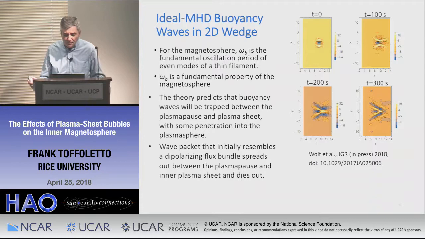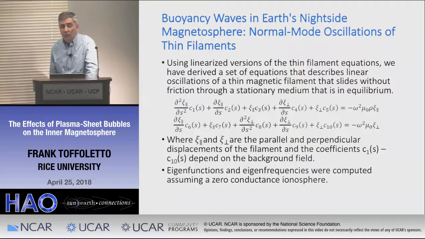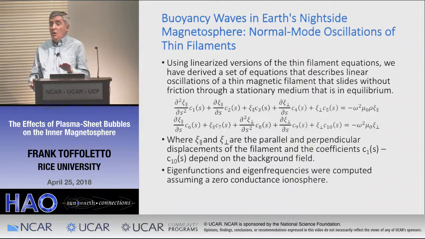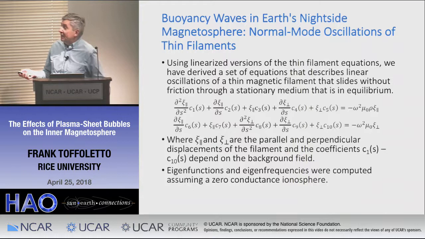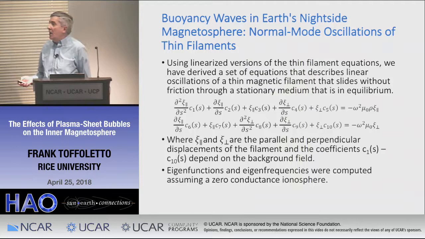More recent work on these buoyancy waves is looking at trying to understand the normal modes that we see in the system, taking this thin filament code. We've derived a basically linear dispersion relationship that describes the properties of these waves in the background system for the thin filament code that I was talking about a little bit. And you end up with this nasty-looking coupled differential equation, which describes the parallel and perpendicular motion of a field line if you displace it from its equilibrium. That can be used to calculate an eigenvalue problem or normal mode calculation.